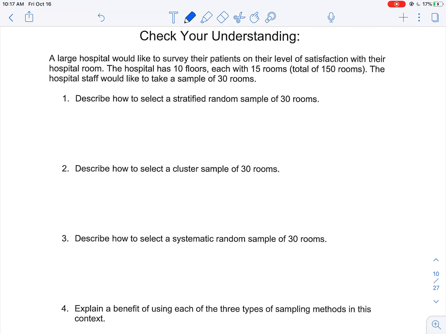Come back and listen to the explanation. Pause. Do number 3. Come back and listen to the explanation. Any way you slice it, a good practice would be to pause here and try this on your own and then listen to see if you got it right or not. I'm going to keep rolling though.